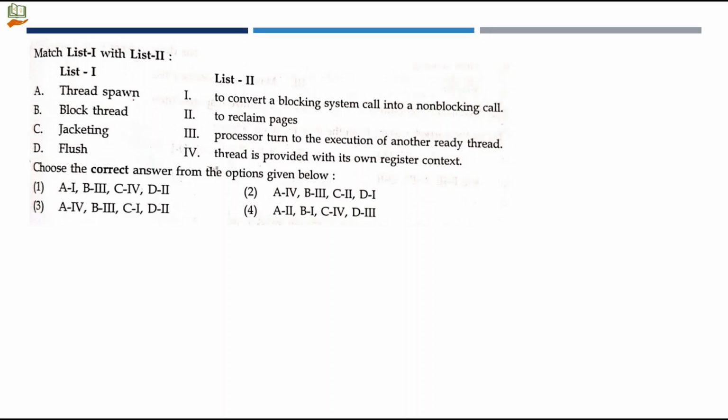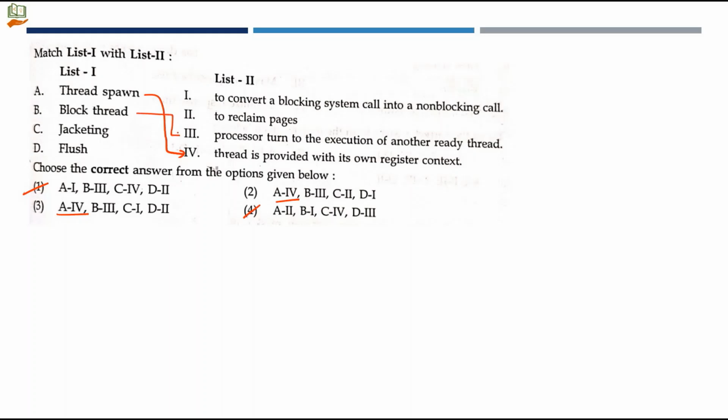So we can map A to 4. A4 is here and it's here. We will rule out 1 and 4. Block thread. Processor turn to the execution of another ready thread. So when there is a thread and when we want to pause the execution and move to another thread for another work, that is called as block thread, where the processor will be turning to the execution of another ready thread. It means I am just leaving this thread and moving to another thread.